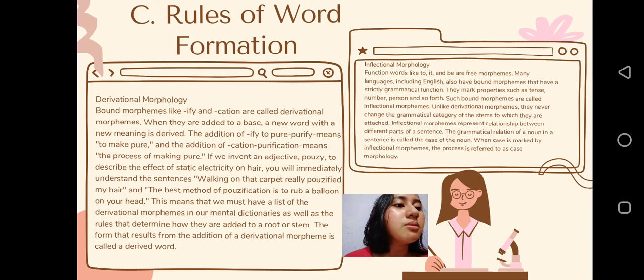Inflectional morphemes represent relationships between different parts of a sentence. The grammatical relation of a noun in a sentence is called the case of the noun. When case is marked by inflectional morphemes, the process is referred to as case morphology.